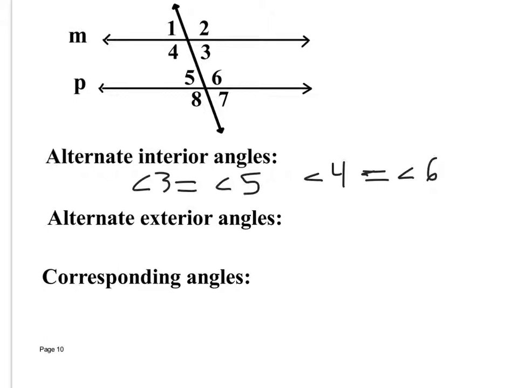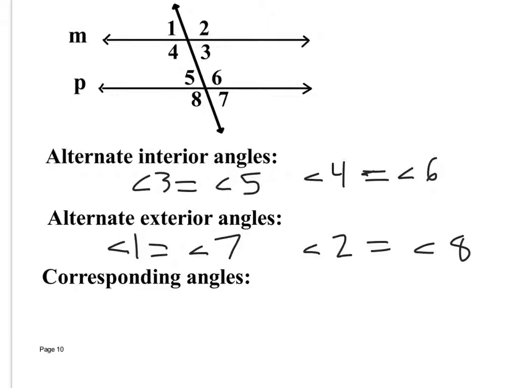Alternate exterior angles. So just looking at my exterior angles, which are 1, 2, 7, 8, what would be alternate exterior angles? So let's say angle 1. What would be the alternate exterior angle of angle 1? 7. Oh yeah, 7. I forgot that's the name too. Right. 7's an exterior angle, right? And it's on the opposite sides of 1. They're on the opposite sides of the transversal. So that would leave you with angle 2 and what angle? 8. Right? So if I know what angle 2 is, I know what angle 8 is.